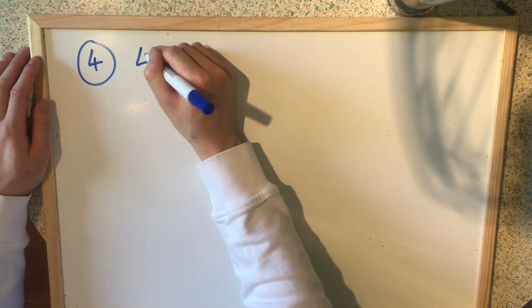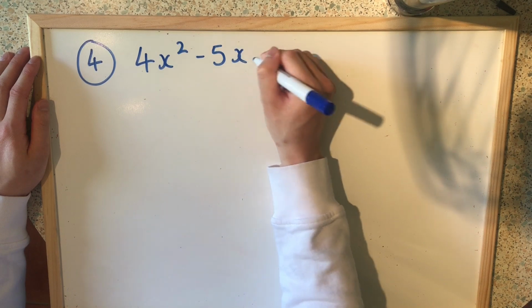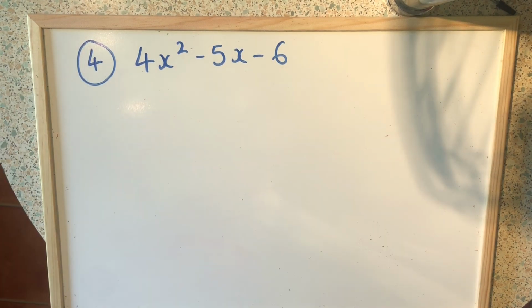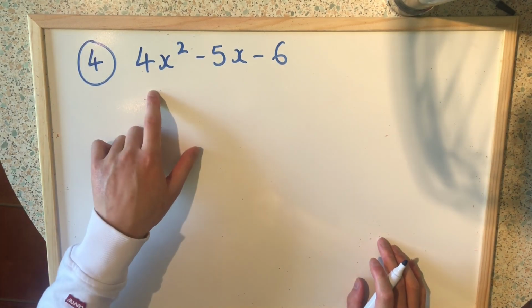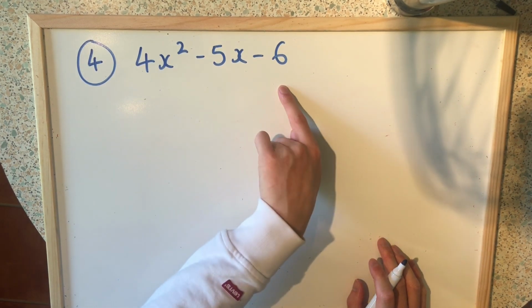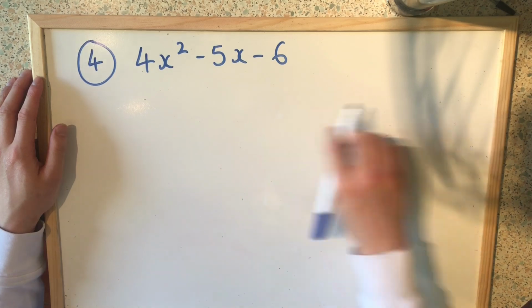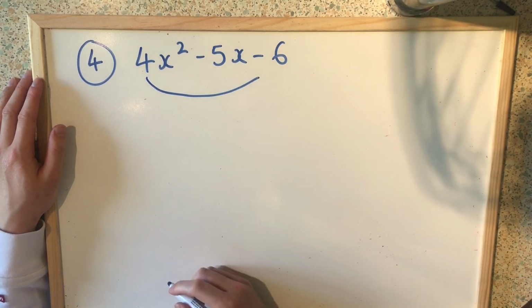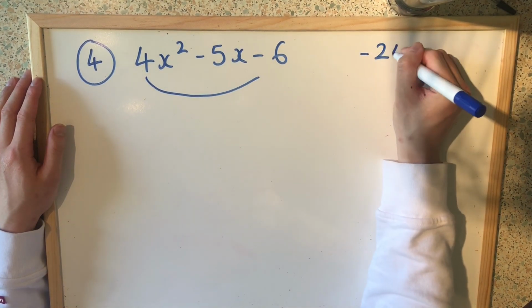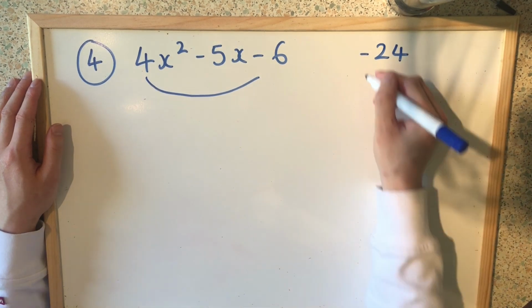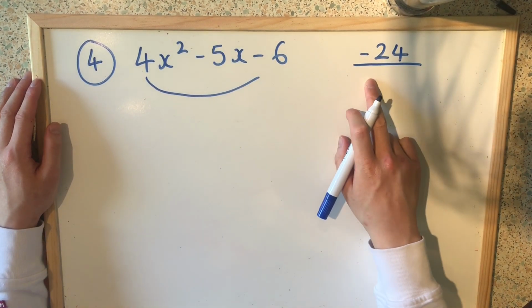Question 4. So question 4, we've got 4x squared minus 5x minus 6. So using that same method again, we're going to do 4 times minus 6, which is minus 24. List the factors of minus 24.